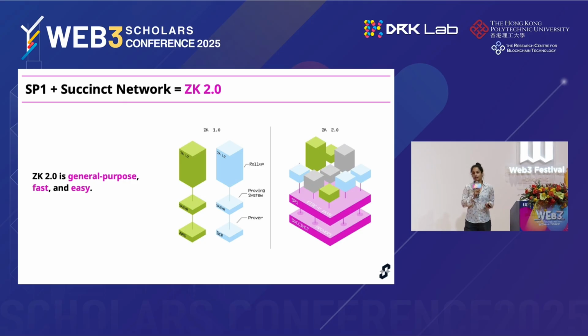With SP1 and our network, you get ZK 2.0, where you have this very broad platform where you can just write normal code and use ZK. Then you can use our network to get proving instantaneously, so no need to set up your own proving infrastructure. And then you can build whatever applications you want by just writing normal code. So I like to say ZK 2.0 is general purpose because you can write whatever application you want, it's fast, and most importantly, it's super easy.